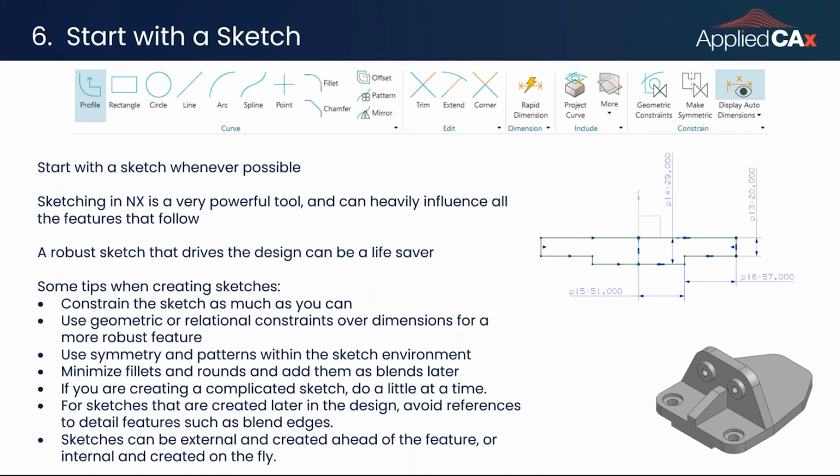Some basic tips when creating sketches: constrain the sketch as much as you can. A fully constrained sketch won't do something you're not expecting when other things change. Use geometric or relational constraints over just dimensional values for a more robust sketch feature. And that kind of plays into the same thing as fully constraining the feature, where the relational constraints can adjust and adapt to changes to things much more easily than a locked-in value.